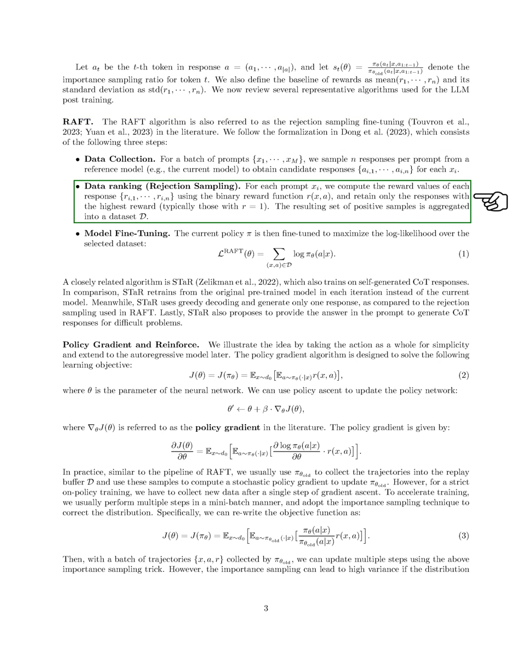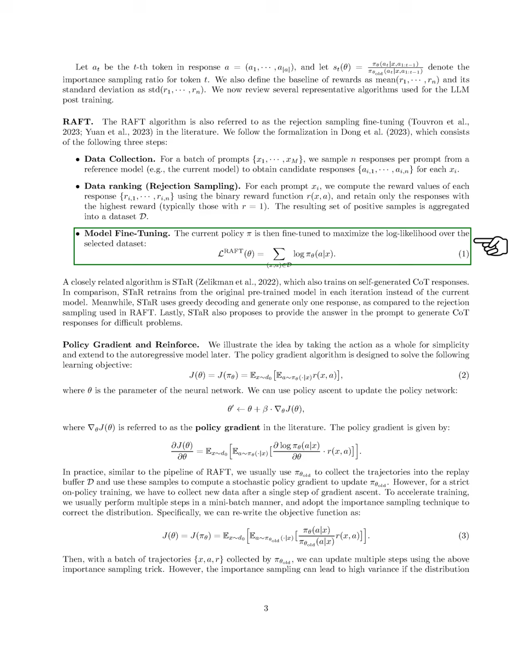2. Data ranking, rejection sampling. We evaluate each response using a binary reward function to determine their quality. We keep only the highest scoring responses, which form our positive sample dataset. 3. Model fine-tuning. We then adjust our current model to improve its performance based on the selected dataset.